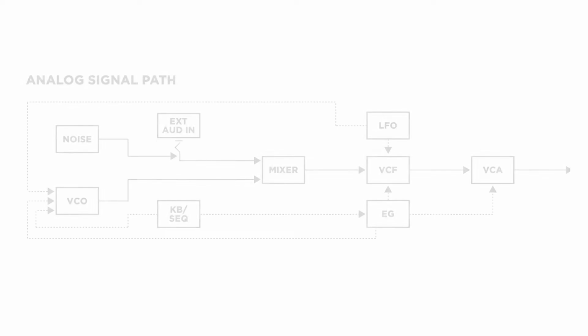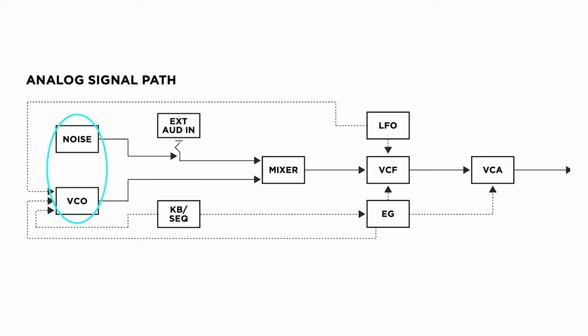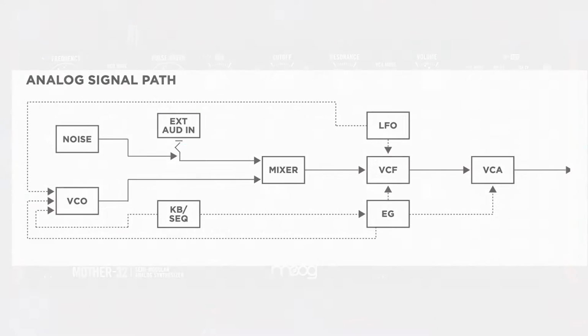Here's an image of the signal flow from the manual. As you can see, the sound sources of the VCO and noise are fed into the mixer. The sound then travels to the filter where it's shaped and colored, and then it goes to the amplifier. And that's where the sound comes out of the synth. Our two modulation sources, the LFO and envelope, can modulate the filter and VCO. And as you can see here from the dotted lines, the sequencer and keyboard can control the VCO and the envelope. And we can use the patch bay to bypass noise and put in external signals here.